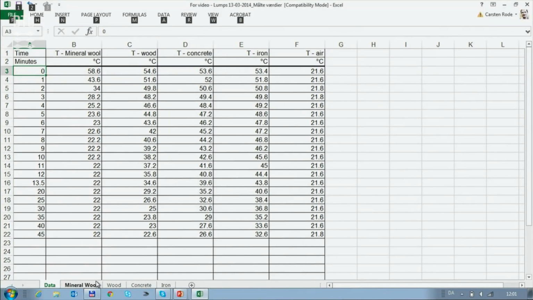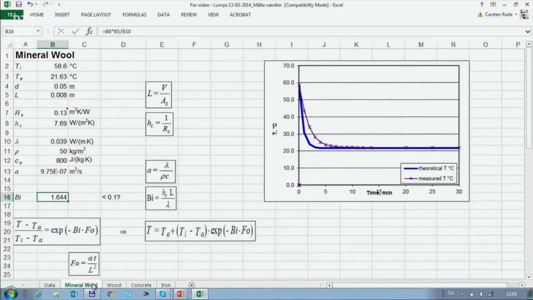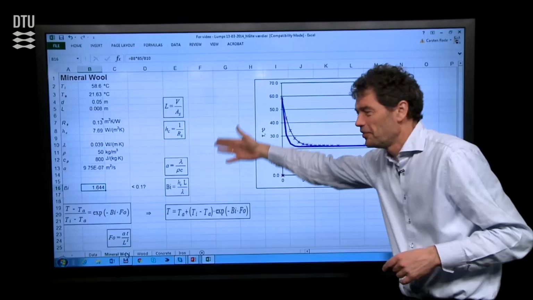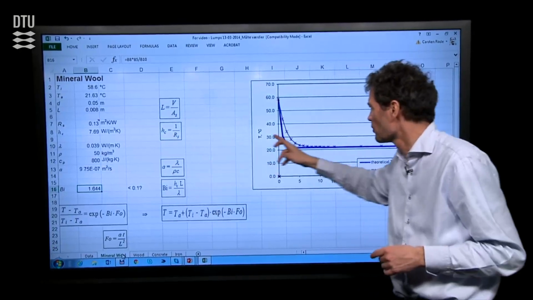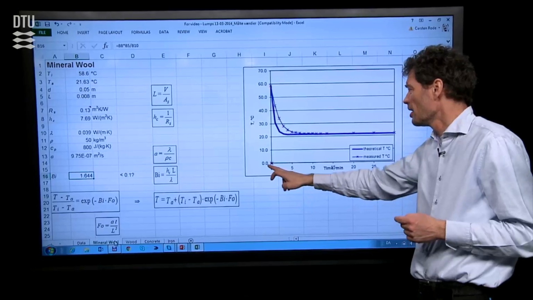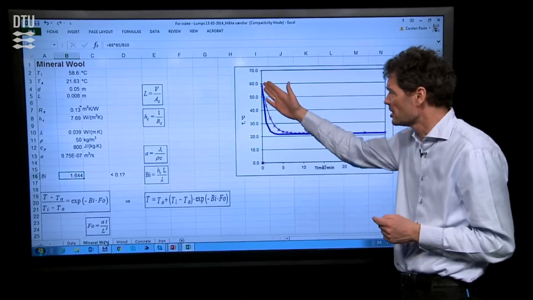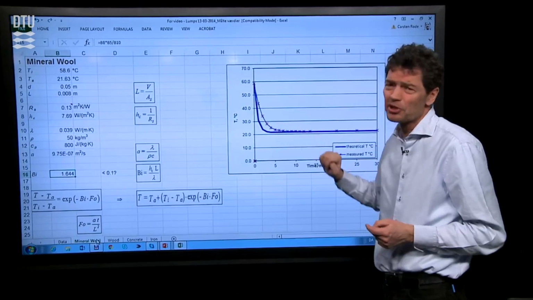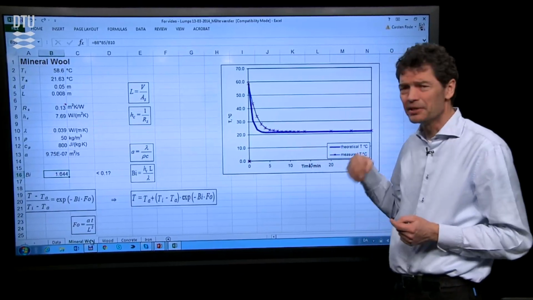I will now go in my spreadsheet where I've prepared 4 sheets, one for each material. And here's one for the mineral wool with all the data for mineral wool and also the theory I presented earlier, such that we can plot here with the thick blue curve, according to the theory, how the development with time of the temperature should be. And the measurements we made are presented with the crosses on the thin purple line here.